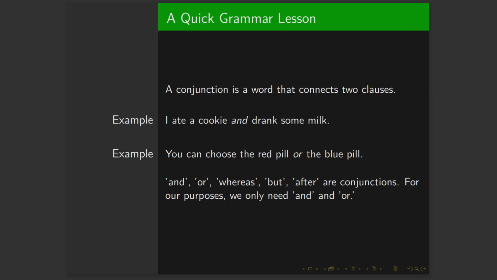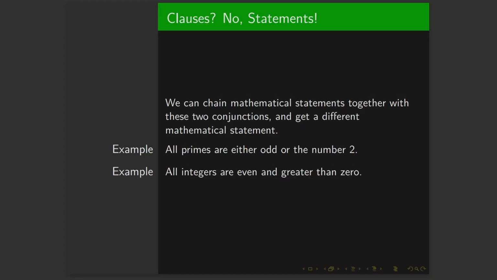And these are the only two that we're going to need for our cases in math. But there are some other ones. For example, "but" is literally one, "whereas," "after," these also work as conjunctions. And maybe you can see why this comes in handy. We can chain mathematical statements together with these two conjunctions, right? And we'll get a different mathematical statement.